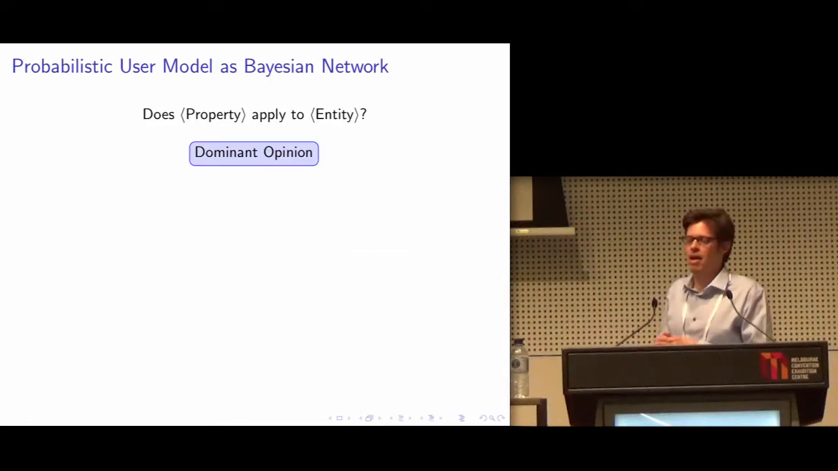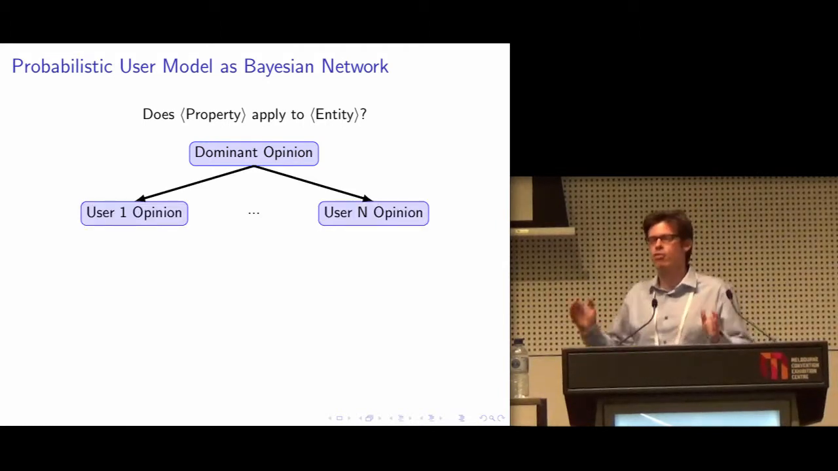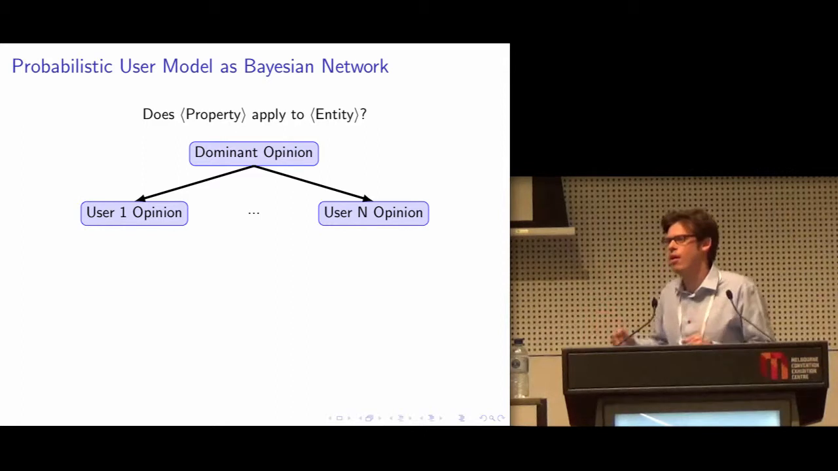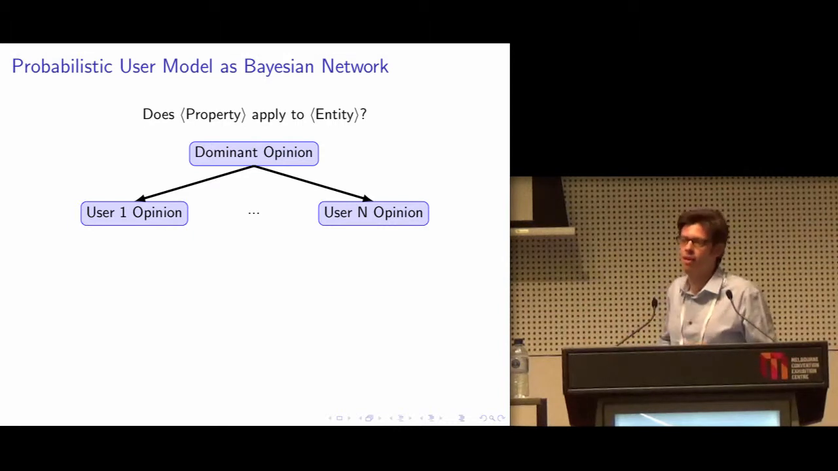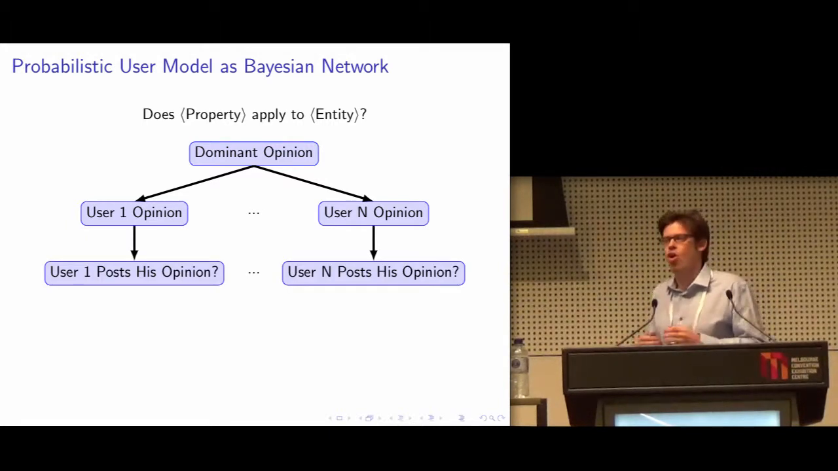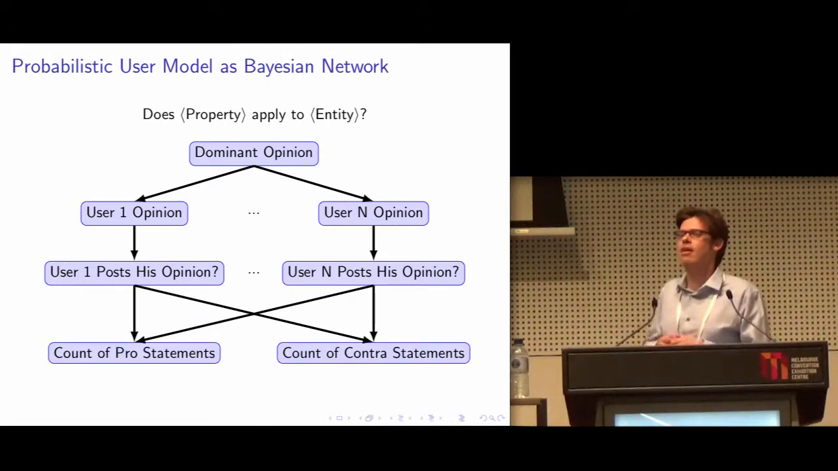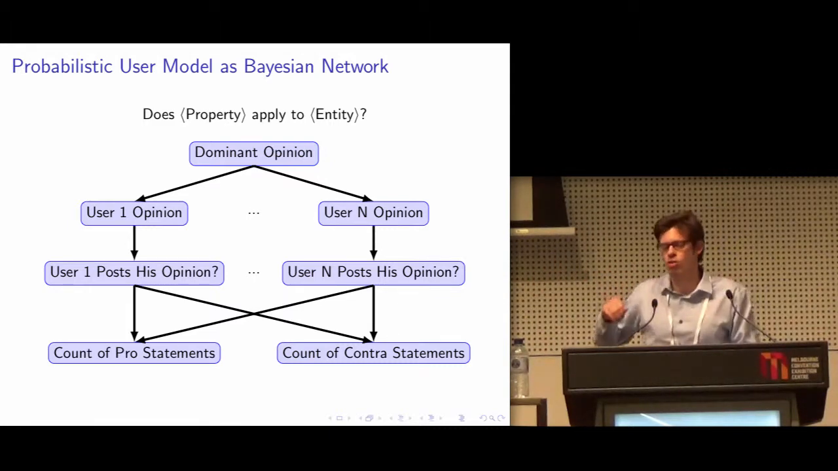Our probabilistic model is a Bayes network that has the following variables. For each property entity pair, there is a dominant opinion about whether the property applies to the entity or not. This dominant opinion influences the personal opinion of each single user. We are treating subjective properties, which means that single users might disagree with the dominant opinion, but still the probability that they agree is higher than the probability that they don't agree. And the opinion of each user has an impact on how likely that user is to express his opinion on the web. And the statement counts that we find in the end are the results of each user's individual decision to either make a statement on the web or not.